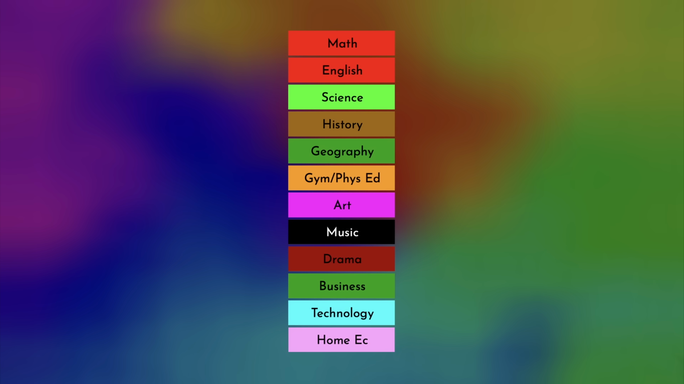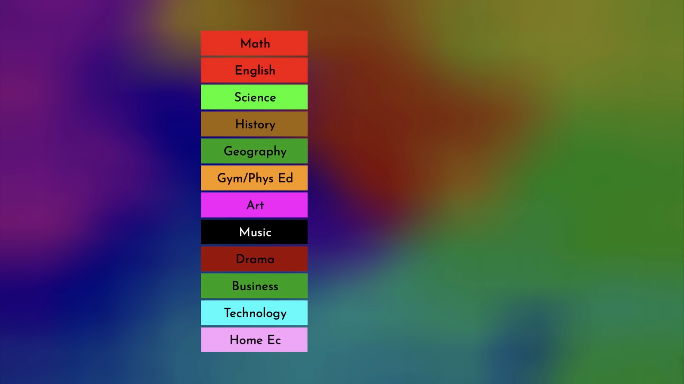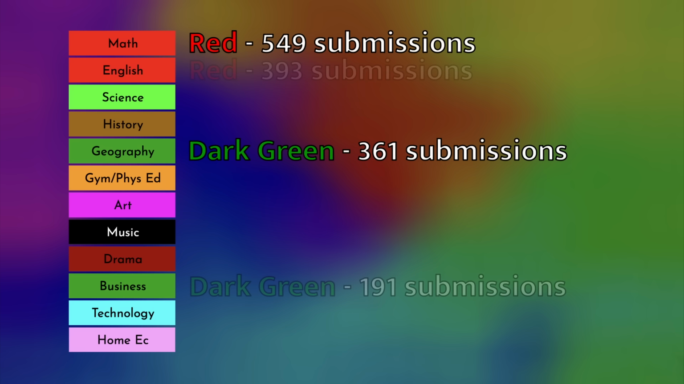Now, looking strictly at the most chosen colors per subject, we actually only have 2 repeats: business and geography both with dark green, and math and English both with red. If we wanted each subject to have a different color, we can compare both of these pairs, keep the one with the most submissions, and choose a different color for the one with the least. Geography gets to keep dark green over business, and math gets to keep red over English.